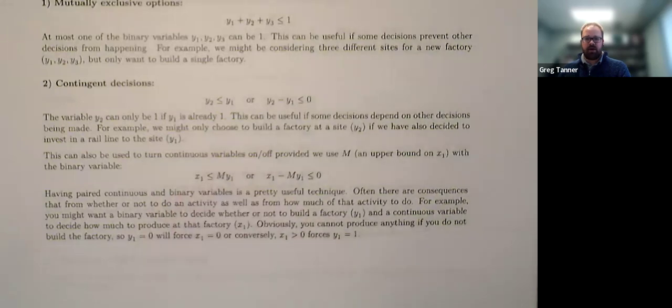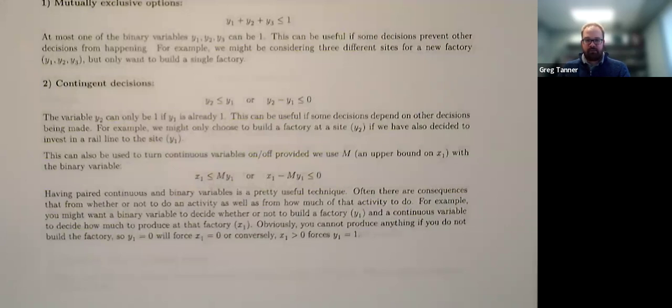And this is a really common technique to use a pair of variables, one continuous and one binary, where the binary variable says, should I do any of this activity? Yes or no. And once that's a yes, and y1 takes on a value of 1, then x1 controls how much of that activity should I do.